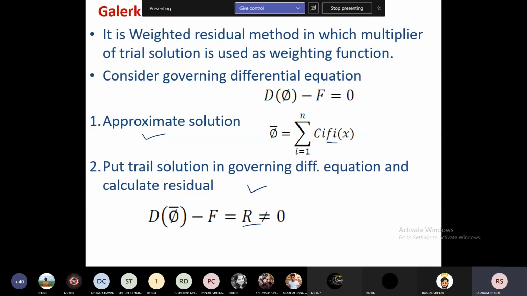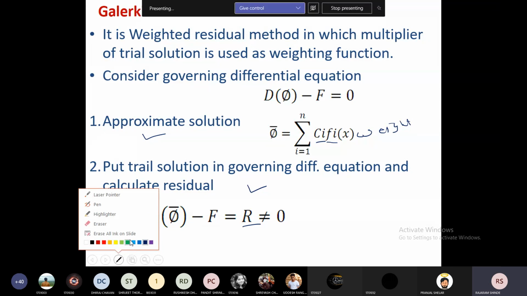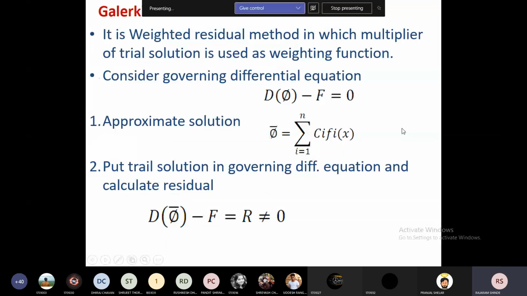And the multiplier of these unknown parameters is the weighting function. Now I will prove it by taking examples, numericals on this, not tomorrow, at the time of the next lecture. Before that, I will upload this part up to the steps of the Galerkin method. You have to read these steps, and you have to remember each and every step. Have you got it?